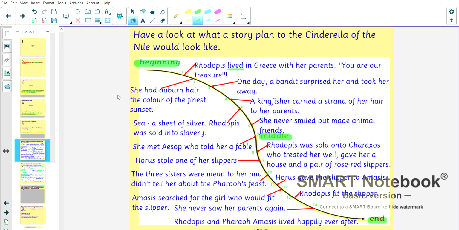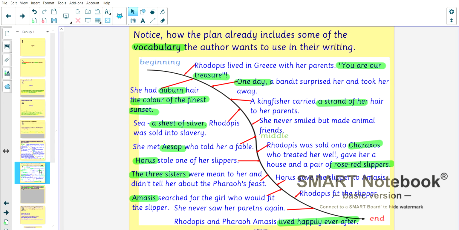Now what I am noticing is that the author, Beverly Naidoo, already planned to include some of the vocabulary she was later going to use in her story. So can we notice some of the vocabulary that's already highlighted in green? So she planned for the metaphors, you are our treasure. Hair, the color of the finest sunset. She planned for the adjectives, auburn hair, rose red slipper. She planned for another metaphor here. She just wrote see a sheet of silver. Now that's fine. It doesn't have to be full sentences that you write in your plan, but it has to be planning for some of the interesting vocabulary.